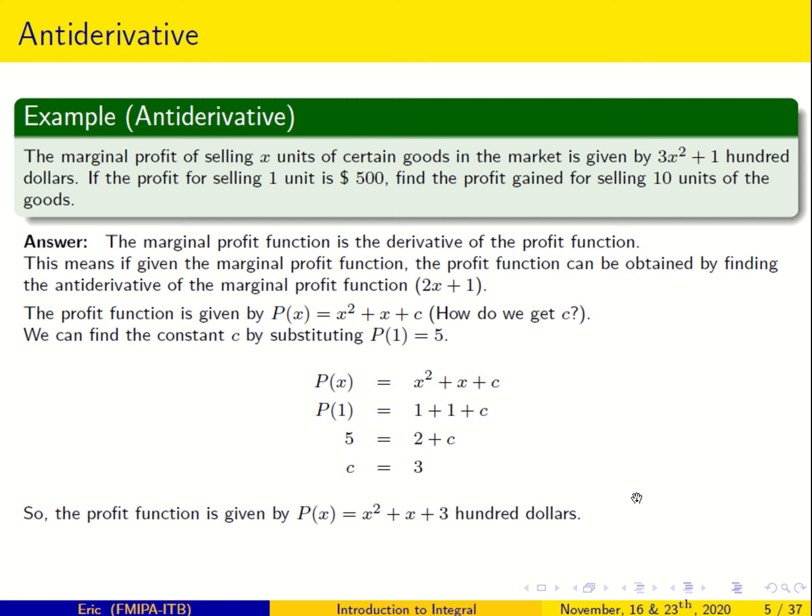This is what we usually call antiderivative. Next, we will discuss what area means and how we calculate the area under some curve.